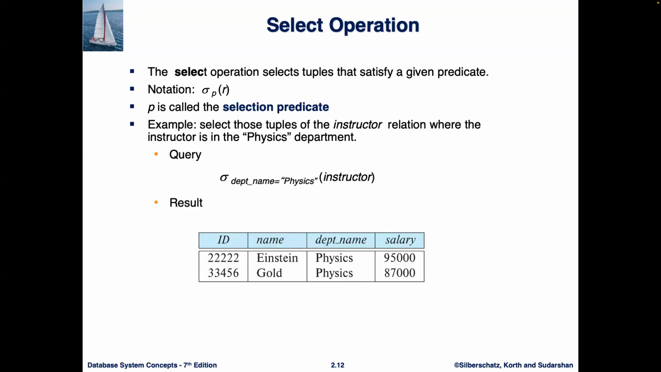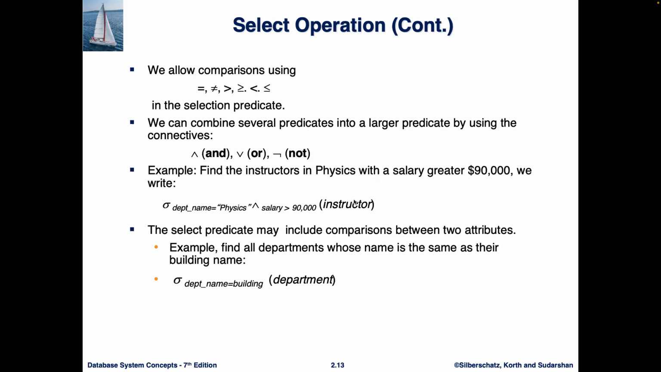Now, select operation is not only based on department name physics. We can have more conditions within this condition operation. We can allow comparison using equals, not equals, greater than, greater or equals, smaller than, smaller or equals in the selection predicate. We can combine several predicates into a larger predicate by using the combinations. This is and, or, and not.